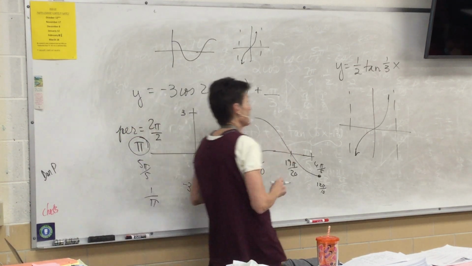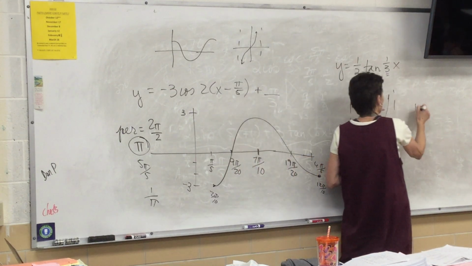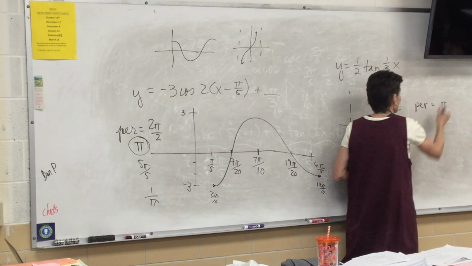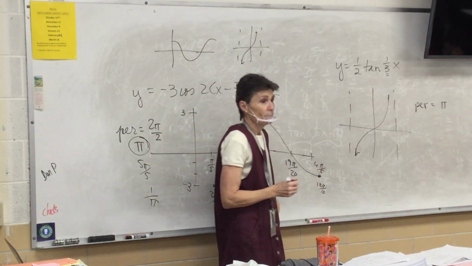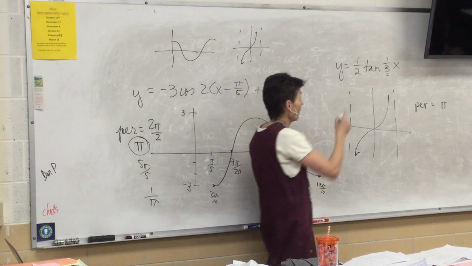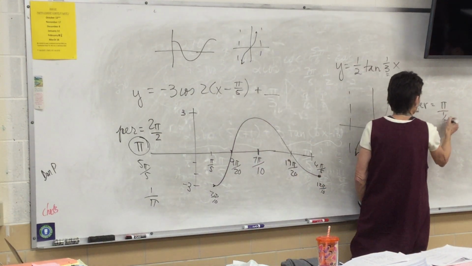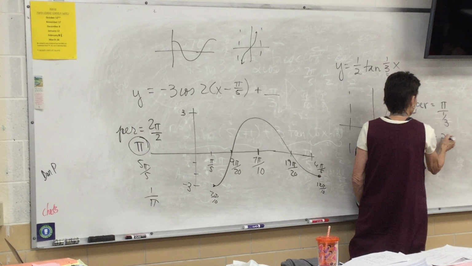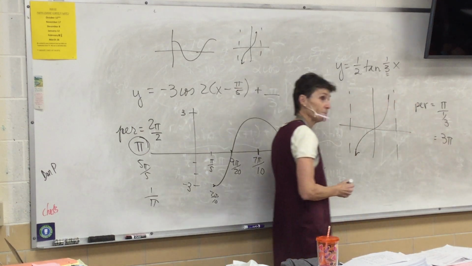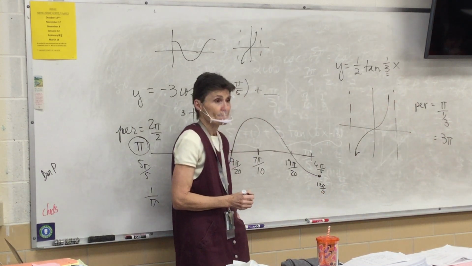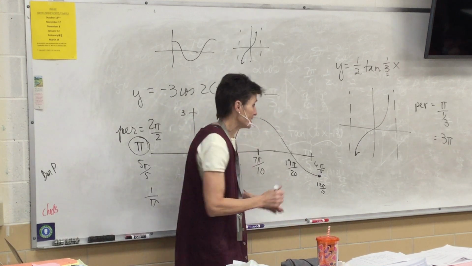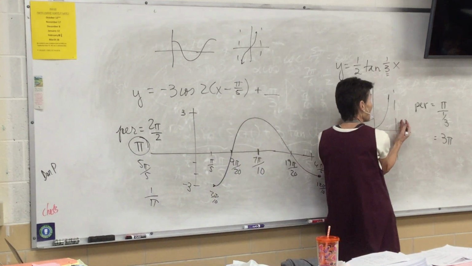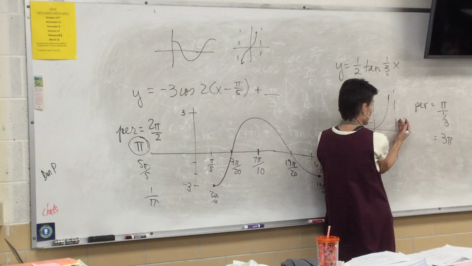What has changed is the period. The period of a tangent is normally pi. But this one has been divided by 1/3, so its period is 3 pi. That means that between my hands is 3 pi.